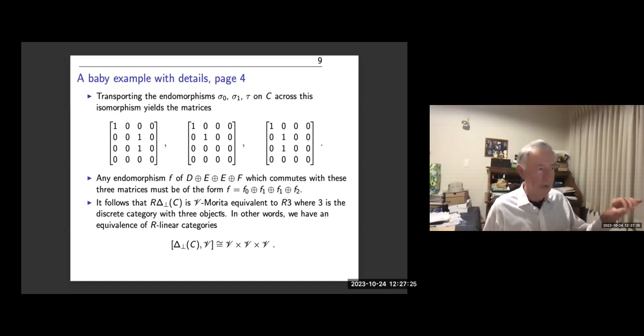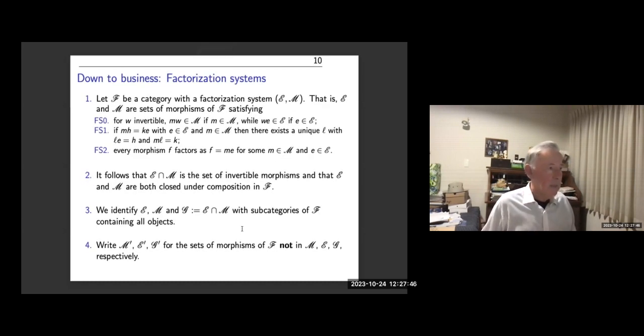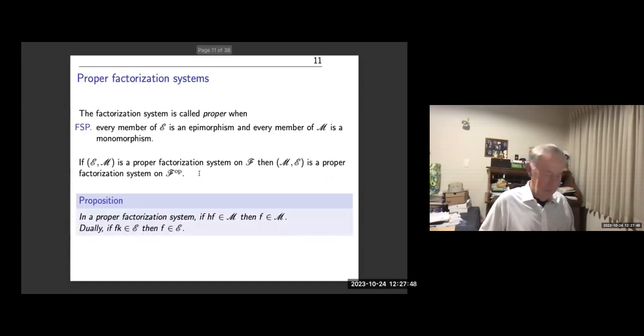I wrote boldface 3 before, that was an ordinal. Now I'm writing just an ordinary 3 for discrete 3. So in other words, the representations of this particular thing is just V cross V cross V. So that's the kind of thing that's going on here. And I want to try and give other examples, but oops, oh dear.